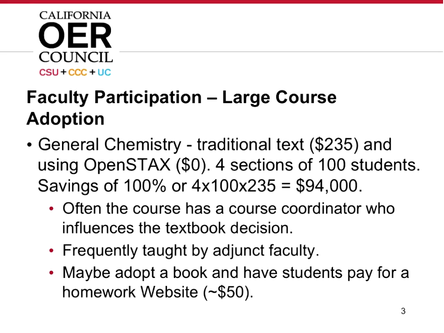So if you have four sections of 100 students in each of the sections, your savings is going to be 100% because that would be the only textbook offered, and then you get $235 savings. You've saved $94,000 just from four sections.